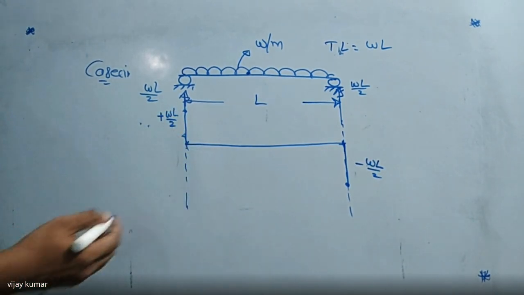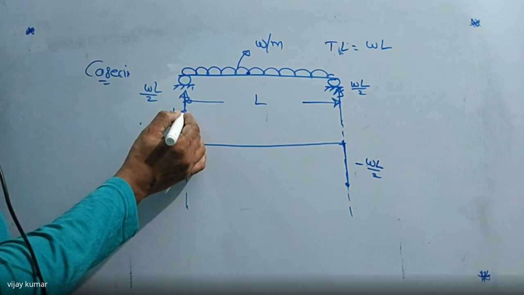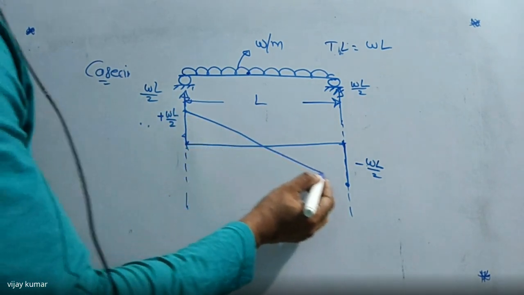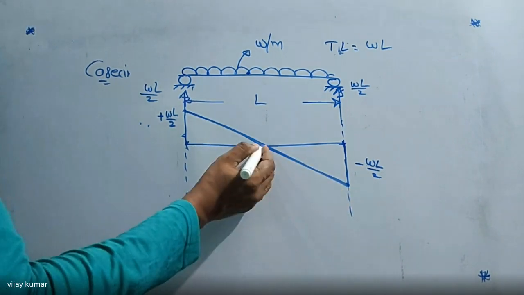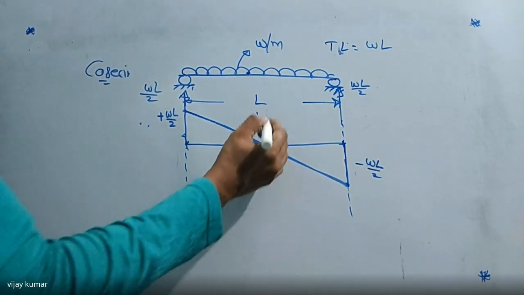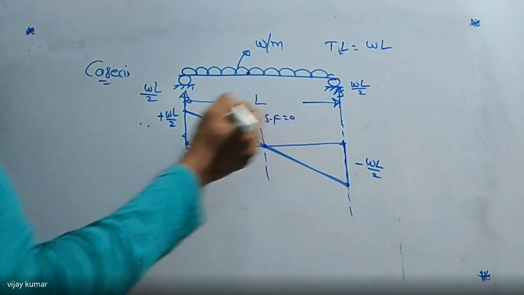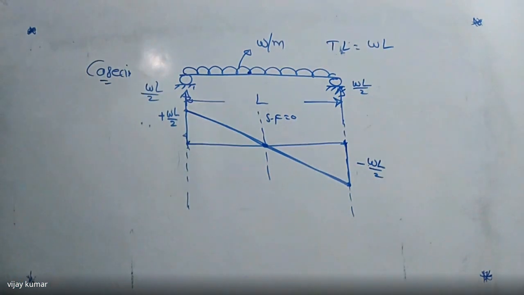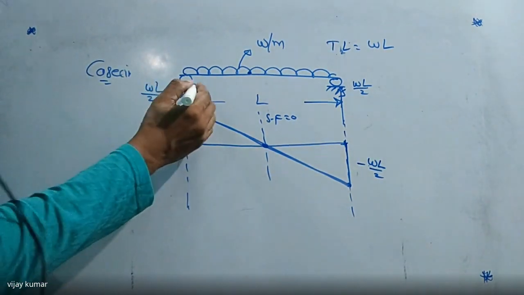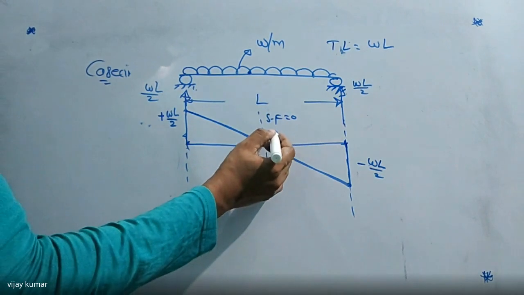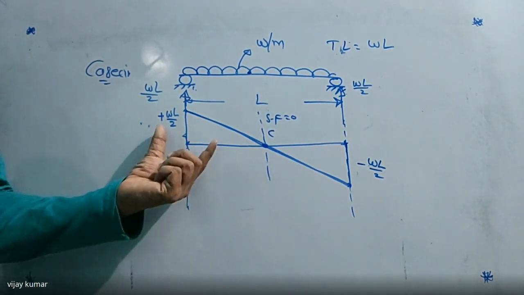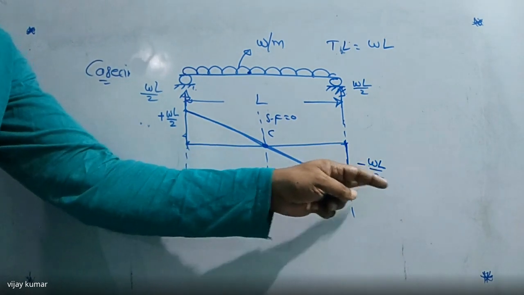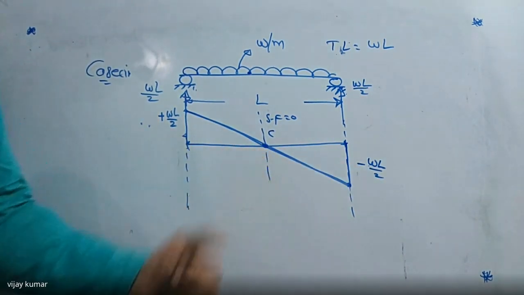Listen carefully. These 2 points are joined by a linear profile. Why? Because the shear force diagram is a triangle. At this point, the shear force must be equal to how much? 0. Now I will give it to you. So listen carefully. This point is A, this point is B, and this point I am calling C. Now how do we calculate those values? How do we get minus WL by 2 plus WL by 2 at point C is 0.